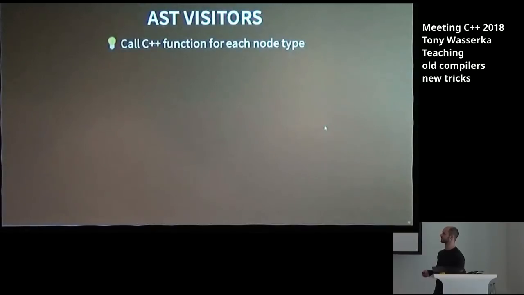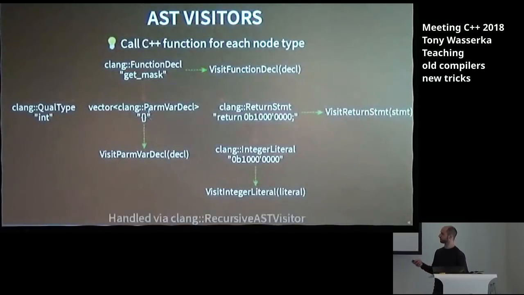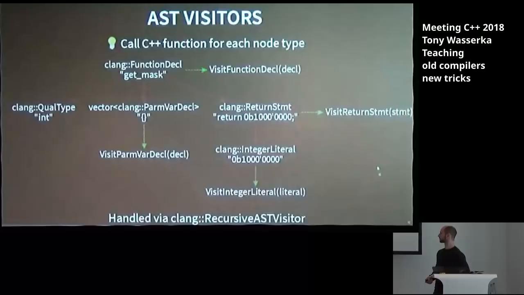Clang has this concept of AST visitors, where we can call a user-defined C++ function for each kind of different node. This is the same tree as before, but now you can see that for the function declaration, we might call a user-defined function called VisitFunctionDecl. The return statement gets a visitor, VisitReturnStmt, and similarly integer literals and the parameter lists. That's really powerful, especially because it's all defined by a class called RecursiveASTVisitor. In other words, if we only really care about the return statement, for instance, we don't need to define all the other visitors. We just define the VisitReturnStmt function, and that's all we have to do.